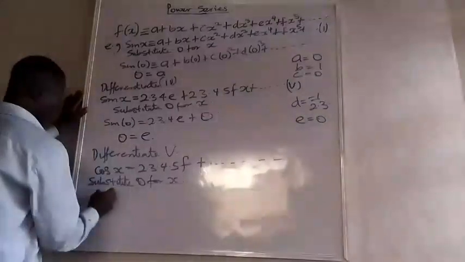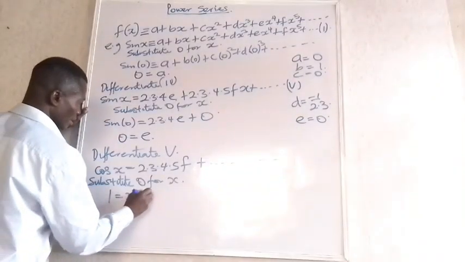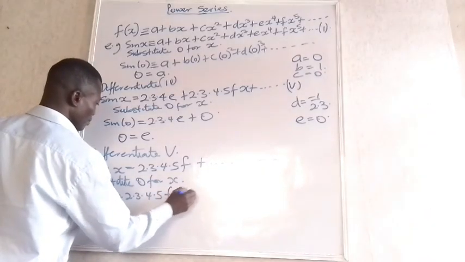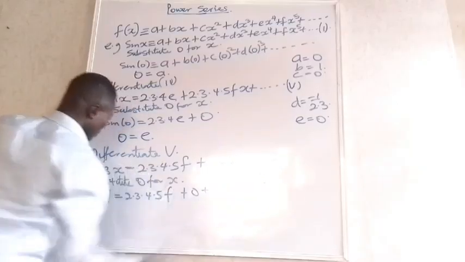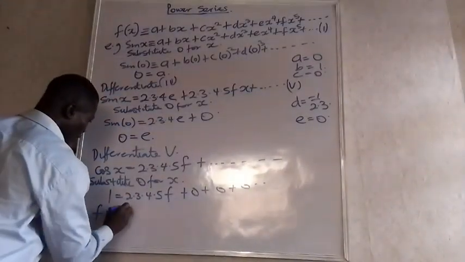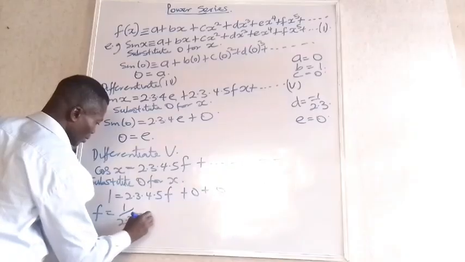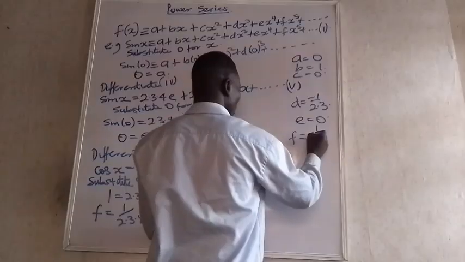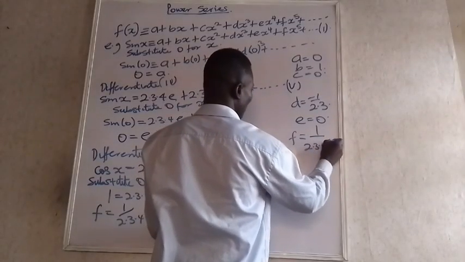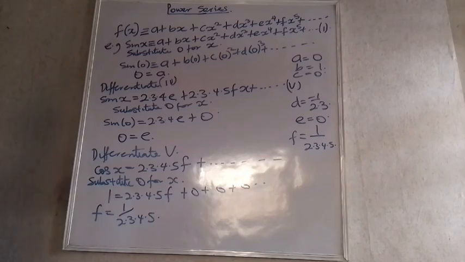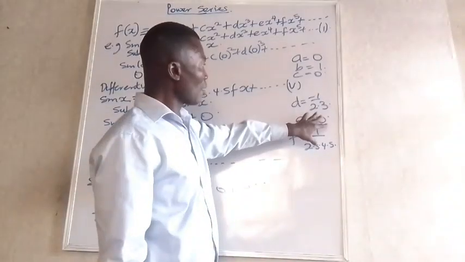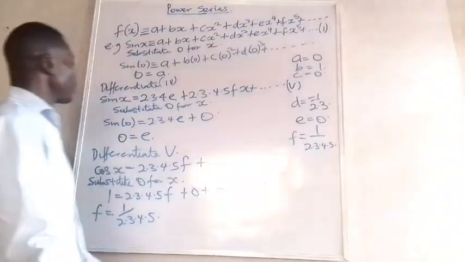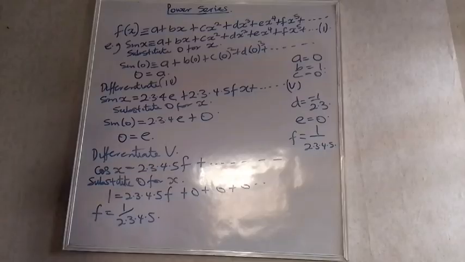So we have 1 equal to 2 times 3 times 4 times 5 f, and the other coefficients are 0. So what does that mean? It means that f is equal to 1 over 2 times 3 times 4 times 5. Now we will substitute these values for the coefficients in the first expression, and let's see how it goes.